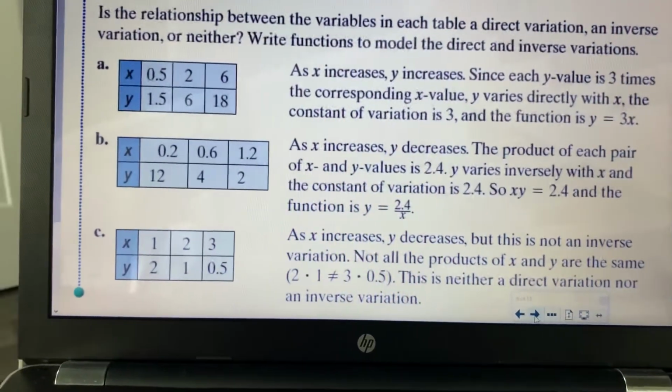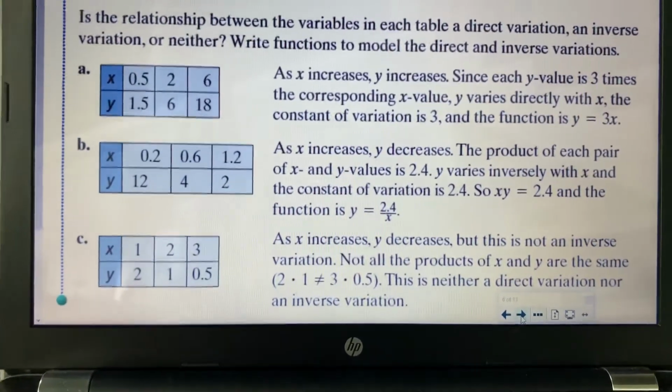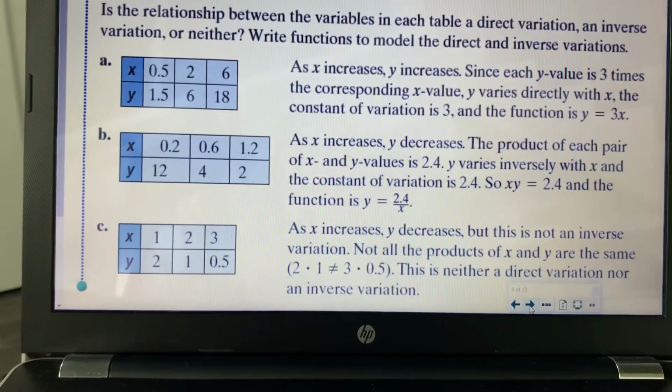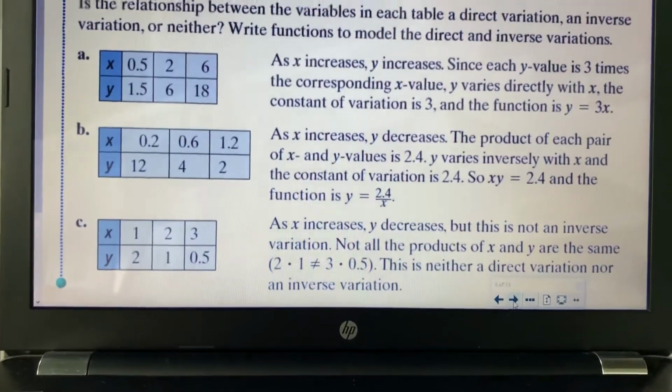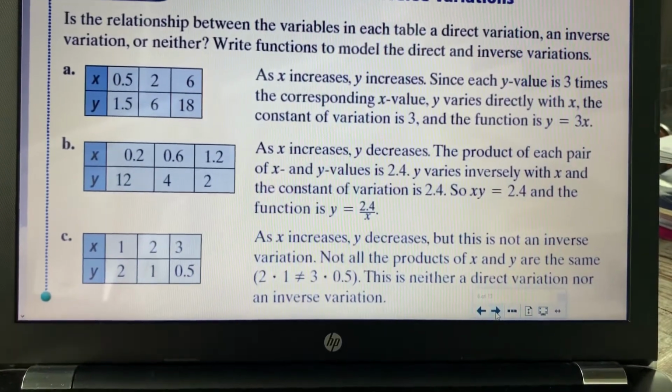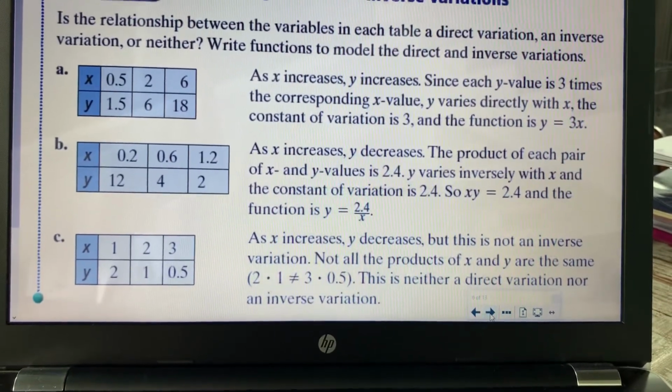Letter C, the x values are increasing. They go from 1 to 2 to 3. The y values are decreasing. So one's going up, the other's going down. You need to check to see if it's an inverse relationship. To check for inverse, you always multiply your x and y together.